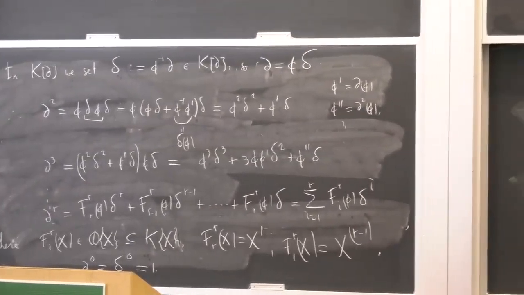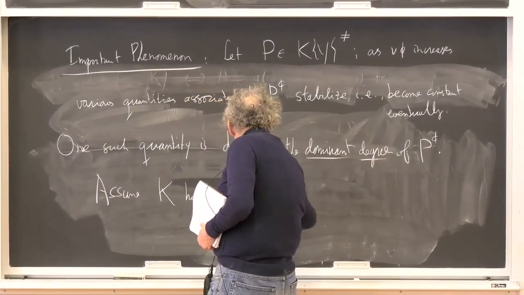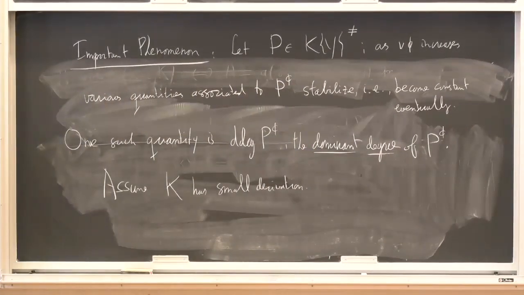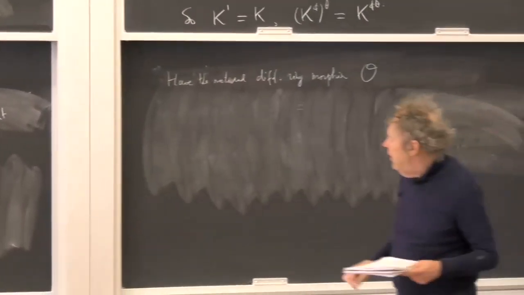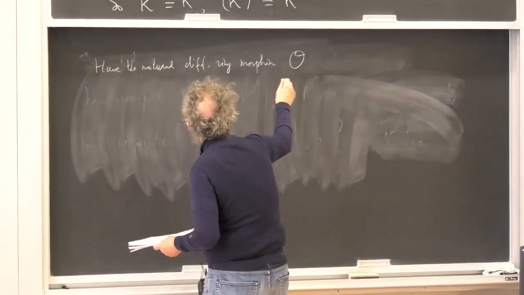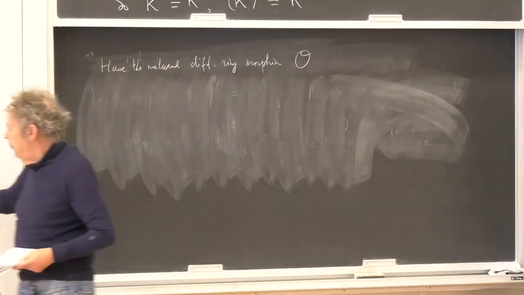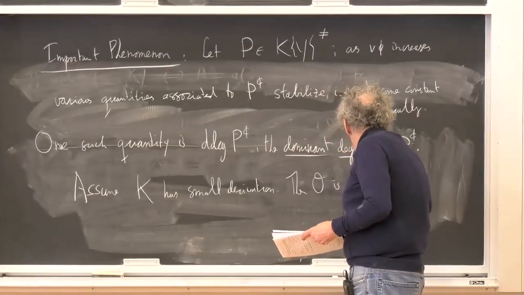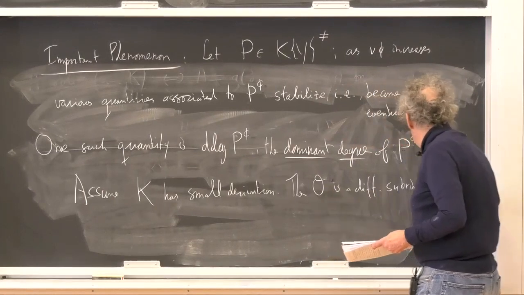So assume K has already small derivation, which you can always reach in any case by compositionally conjugating with any active phi. Or if you are in a Hardy field, it's already the case. Then you have the natural ring homomorphism. Then O is a differential subring. Well, that's actually obvious now I think about it. Differential subring of K.